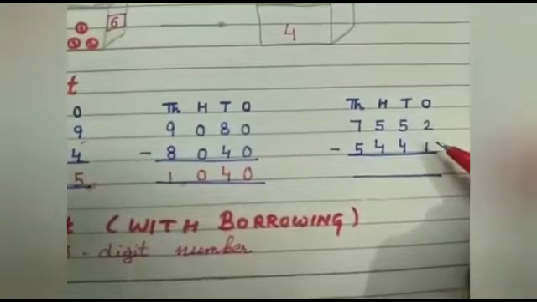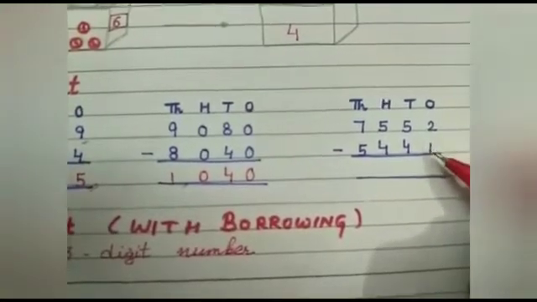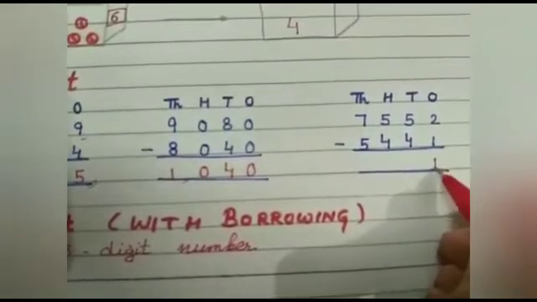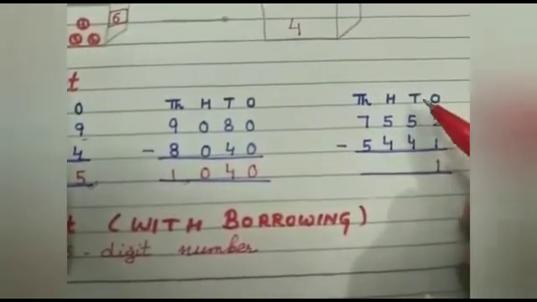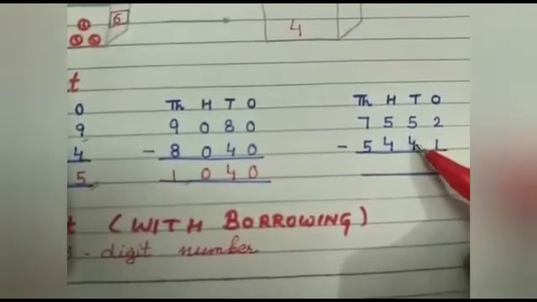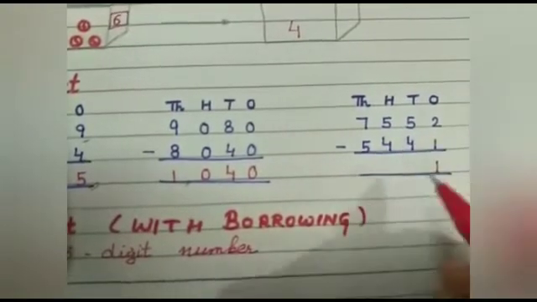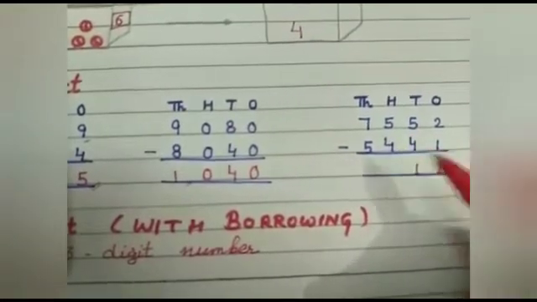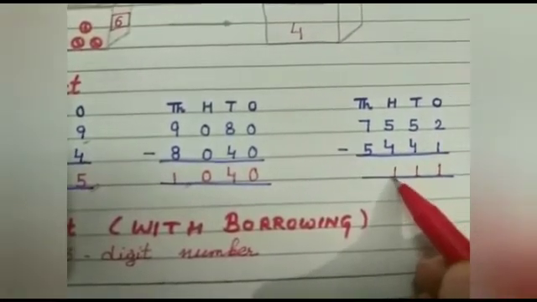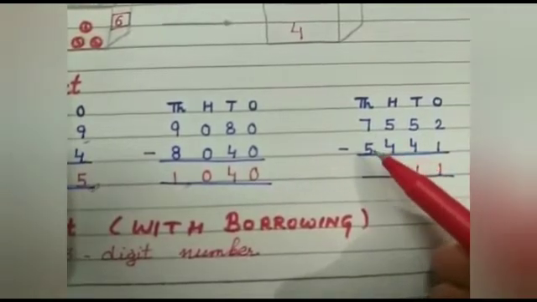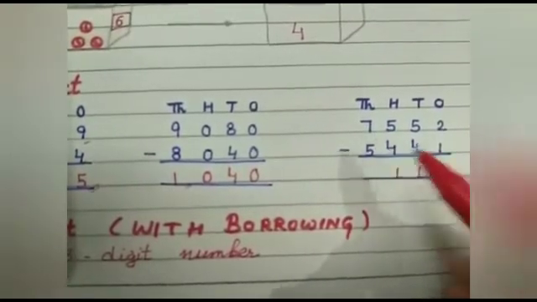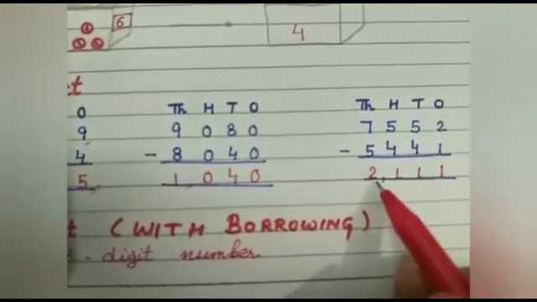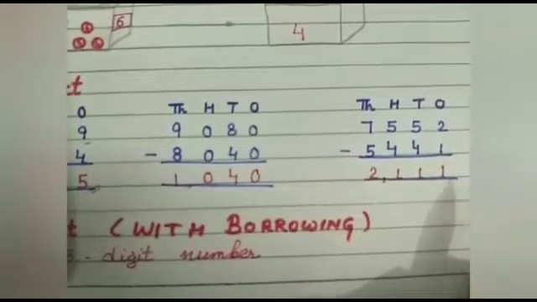Let's see another example. In this, at the ones place we have 2 and 1. So we can subtract, 2 minus 1 is 1. Then tens place, 5 and 4. 5 minus 4 is 1. And again 5 and 4, it is 1. Then we will subtract 5 from 7. 7 minus 5 is 2. So you got the answer 2111.